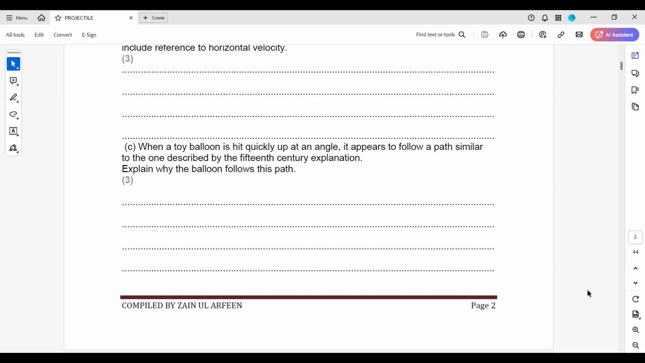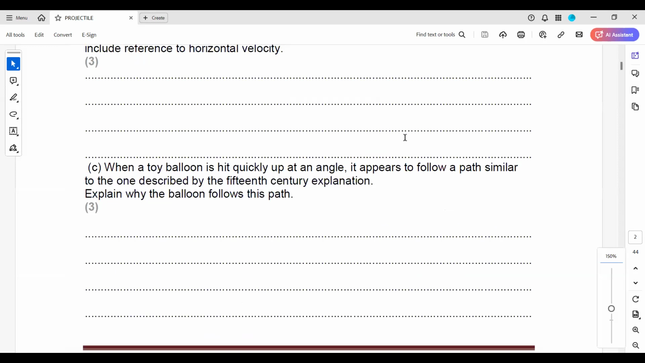Now in part C, when a toy balloon is hit quickly up at an angle, it appeared to follow a path similar to the one described in the 15th century. And you have observed, for example, if you hit a balloon, what trajectory will the balloon follow? When you hit a balloon, it will go up and then it will come down. So why does the balloon follow the same trajectory as was described in the 15th century?